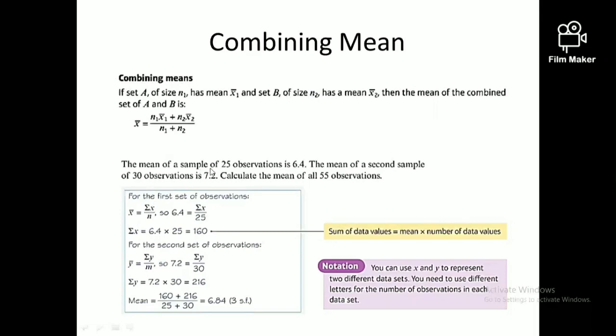For this case, the mean of a sample of 25 observations, this is n1, is 6.4, this is x1 bar. The mean of a second sample of 30, this is n2, is 7.2, this is x2 bar. Calculate the mean of all 55 observations, where the 55 came from 25 plus 30, right? Then to get this answer, you can multiply 25 by 6.4 plus 30 by 7.2, divide by 25 plus 30, 55. That is the answer over here. So you can obtain the answer for the combined mean, that means the mean for a total set of information.